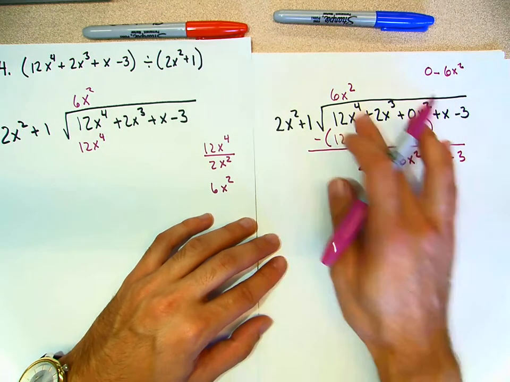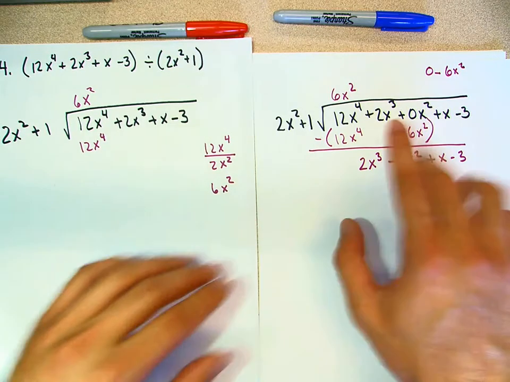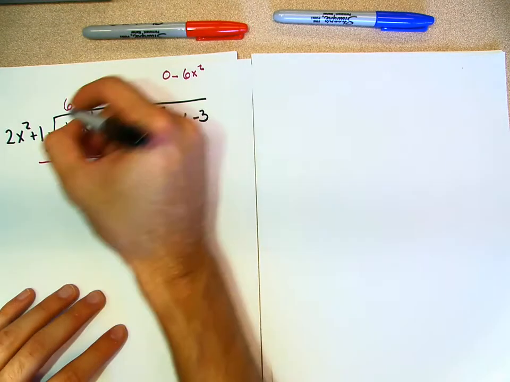Now what I want you to do is try and solve this problem now that you understand that you have to put a 0x squared over here to line it up nice for you. Okay, so let's go on. Right? And if you want to see how it's done, just rinse and repeat.